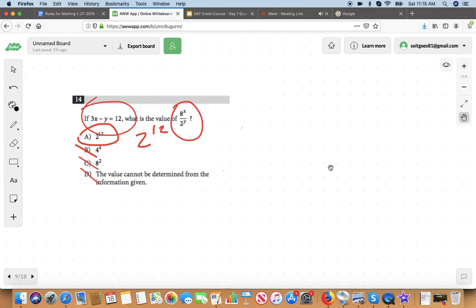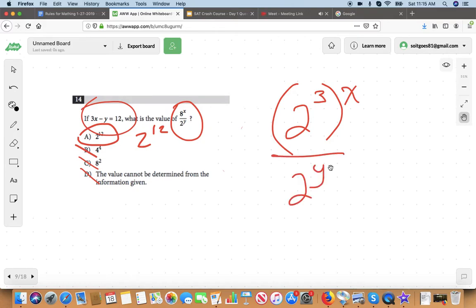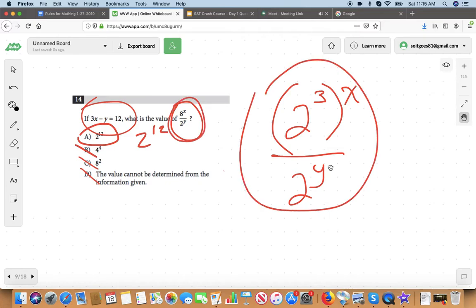But we can create a like base if I express 8 in terms of 2, which I already did. So 2 to the power of 3 is 8, raised to the power of x, over 2 to the power of y. Does that make sense so far? Yes, it's the same thing. This guy and this guy are equivalent expressions.